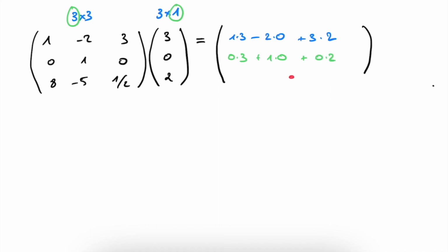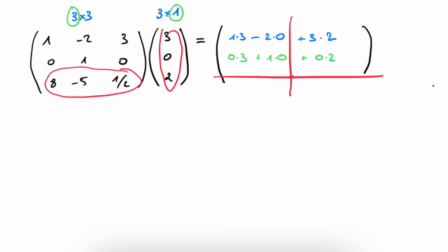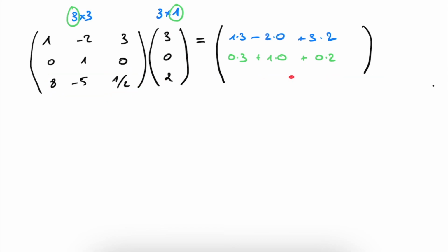And for the last element on the third row and first column, we look at the third row and first column. And again, for one last time, we multiply these numbers, we add it by the product of these numbers, and then we add the product of these two numbers. And we get 8 times 3 minus 5 times 0 plus 2 times 1/2.